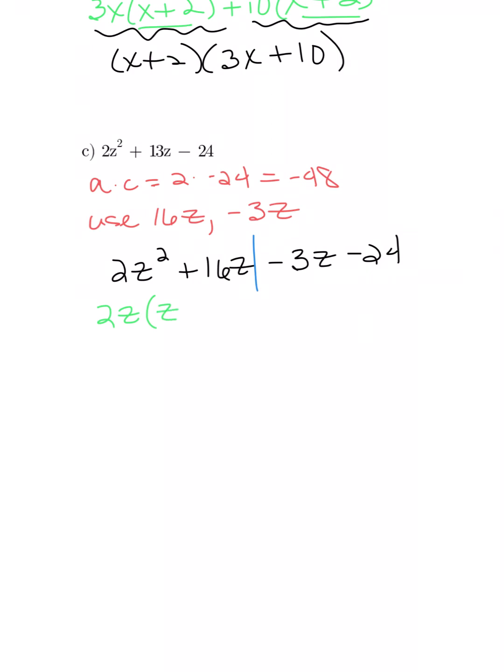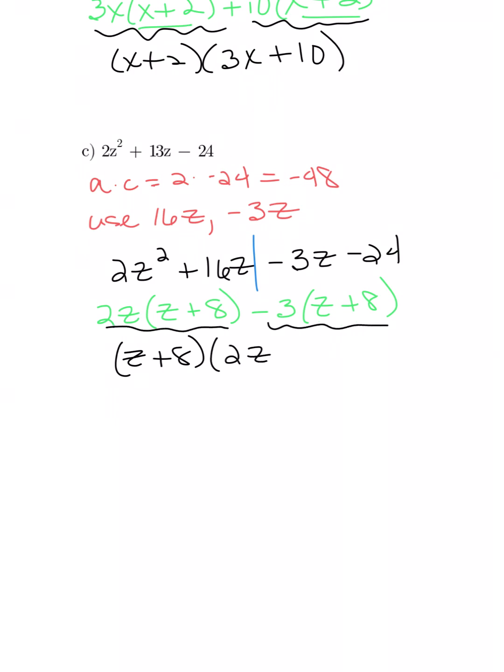16z divided by 2z gives me plus 8. When we look at the second pair, negative 3z and negative 24 have a negative 3 in common. Negative 3z divided by negative 3 gives me positive z. Negative 24 divided by negative 3 gives me positive 8. Did we get our matching quantities? Yes, we did. So factor out the matching quantity. And then what's left from the first term is the 2z. What's left from the second term is the minus 3.